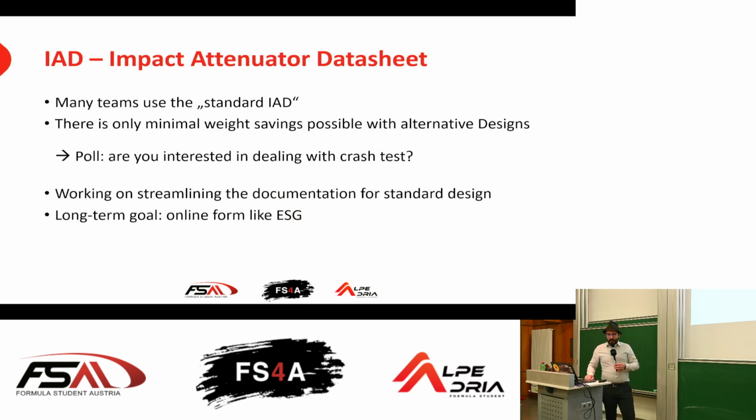With regards to the impact attenuated datasheet, many teams use the standard impact attenuated datasheet, but some teams are still using alternative designs. We're starting a Slido poll right now, checking if maybe this can be even more streamlined. Because I personally believe that the weight savings which are still possible with alternative designs are very minimal. But maybe teams are just interested in the process and they want to watch their own designs being crushed in the crash test, and they think that is interesting, I don't know. So this is why we have a Slido poll.